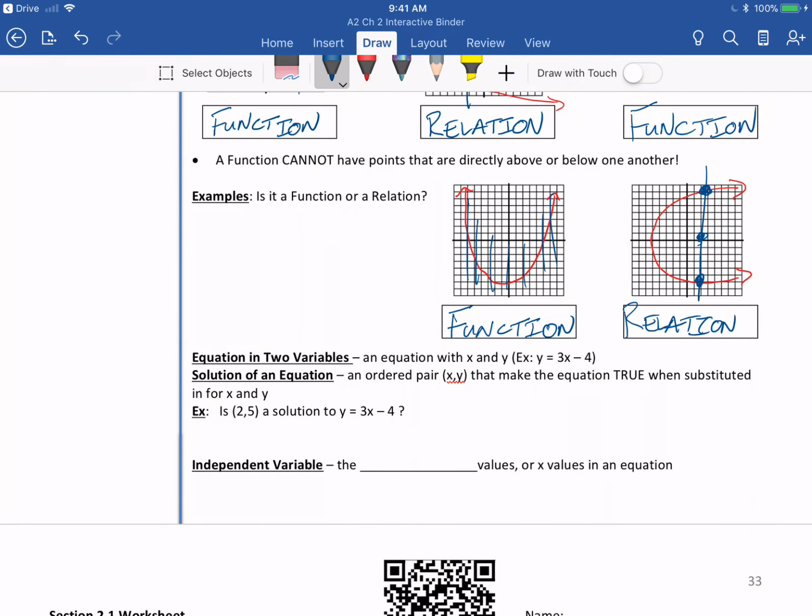Now as I look down here, equations in 2 variables. We're going to look at some graphing today in the easiest, simplest way, and this is what we're going to have to go through.